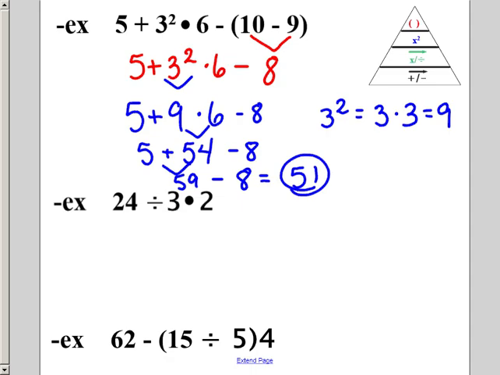On the next one, 24 divided by 3 times 2. This is a deceptively difficult problem because people so quickly want to do that 3 times 2 because they're thinking PEMDAS, M before D. That's wrong. We don't have any grouping symbols, we don't have any exponents, but we do have multiplication and division. We have to do them left to right. So the 24 divided by 3 is first. That equals 8, and 8 times 2 is 16.